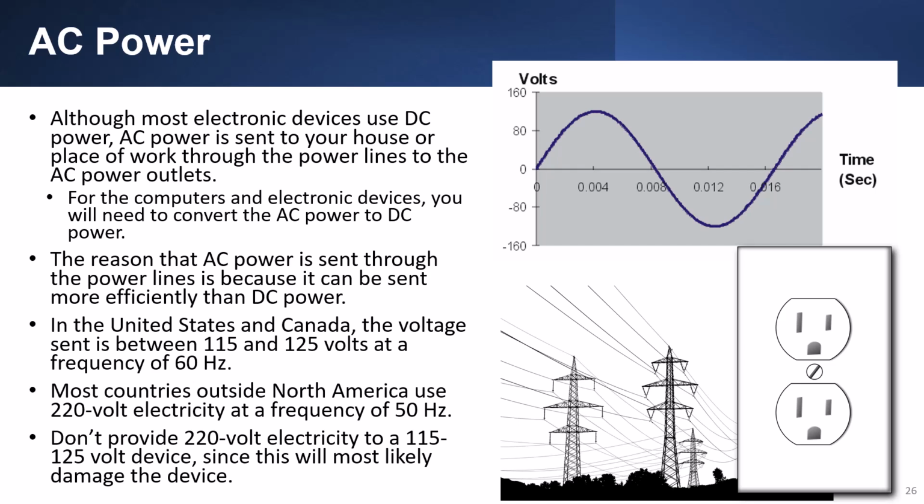In the United States and Canada, the voltage sent is between 115 and 125 volts at a frequency of 60 Hz. Most countries outside North America use 220 volt electricity at a frequency of 50 Hz. Don't provide 220 volt electricity to a 115 to 125 volt device, since this will most likely damage the device.